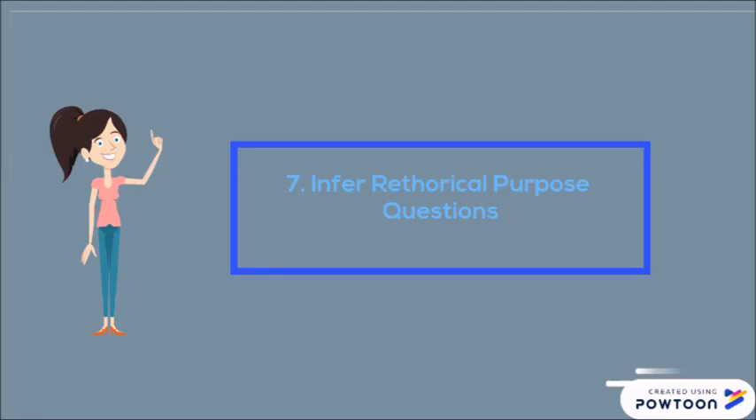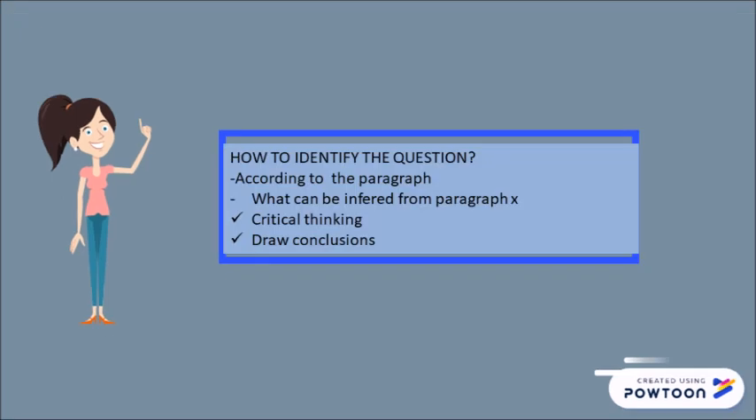Number 7. Inference from stated facts. How to identify those kinds of questions? As with the previous skill, there are some prompts that we need to take into account in order to identify it. For example, "According to the paragraph, what can be inferred about the paragraph?" We need to develop our critical thinking and the ability to draw conclusions. It is very important in this part. We need to predict future events and probable causes and effects in order to choose the best answer.